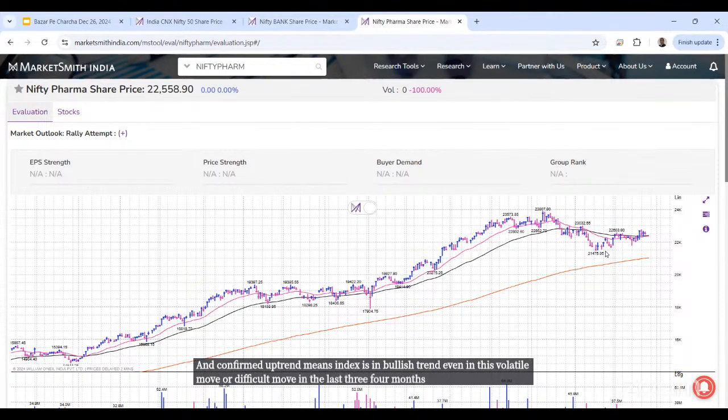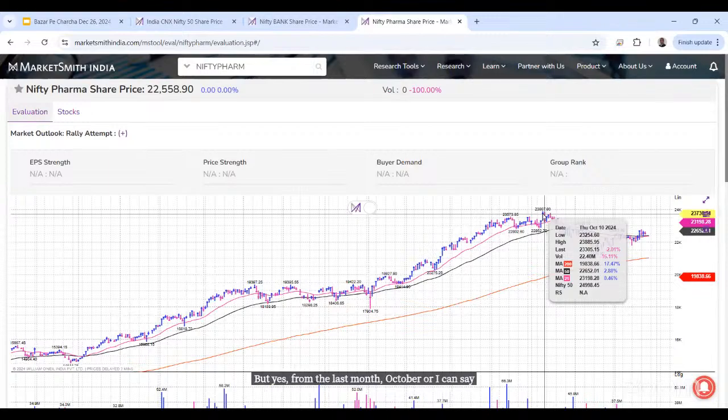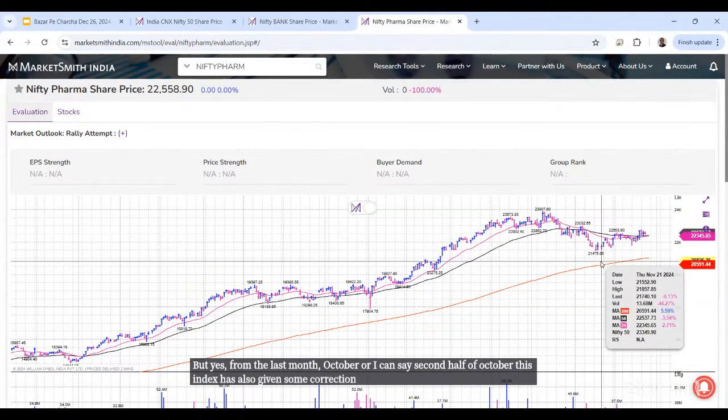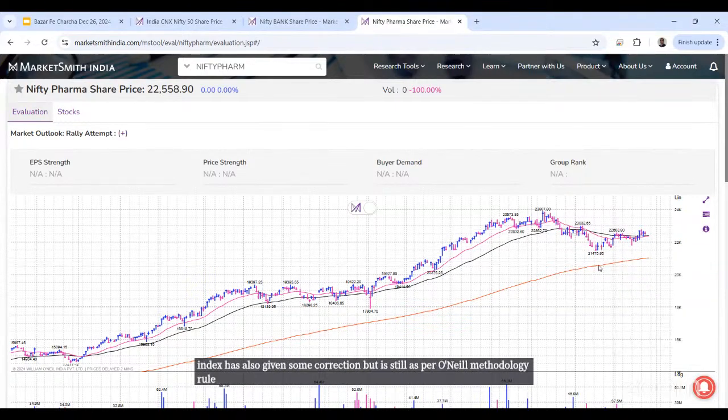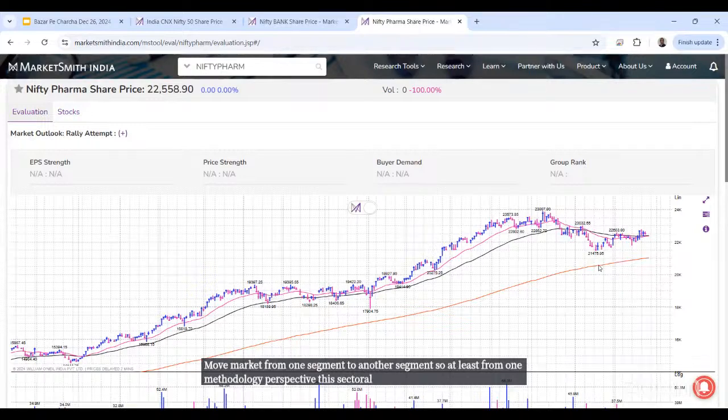This particular sectoral index had not shown that much negativity and remained resilient in the current market scenario. But from the last month, or I can say the second half of October, this index has also given some correction. Still, as per O'Neill methodology, because this methodology is all about rules, there is a certain set of rules. If the rules are met, then only we will move the market from one segment to another. So at least from the O'Neill methodology perspective, this sectoral index is in a confirmed uptrend.